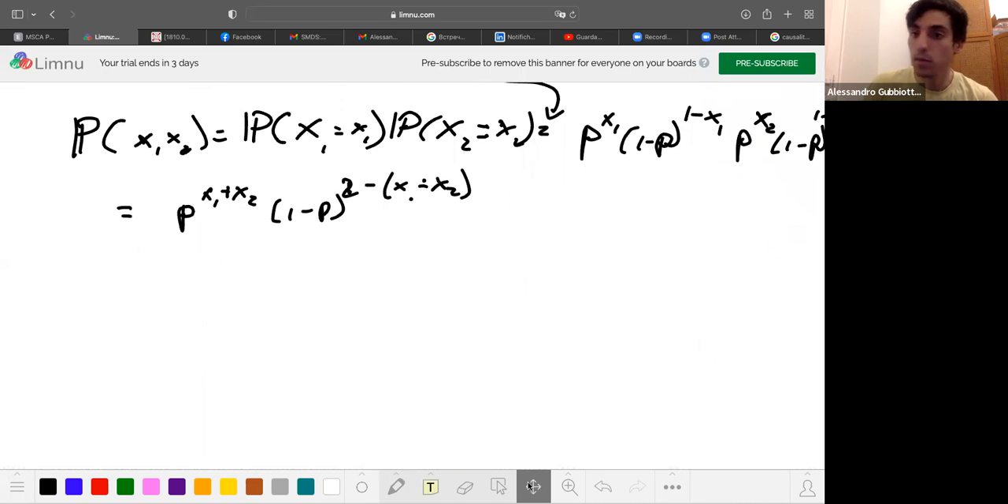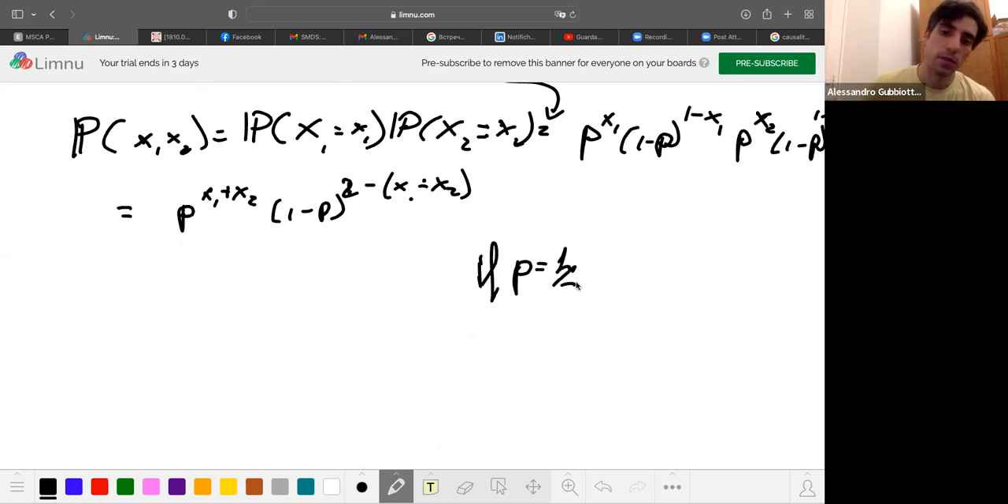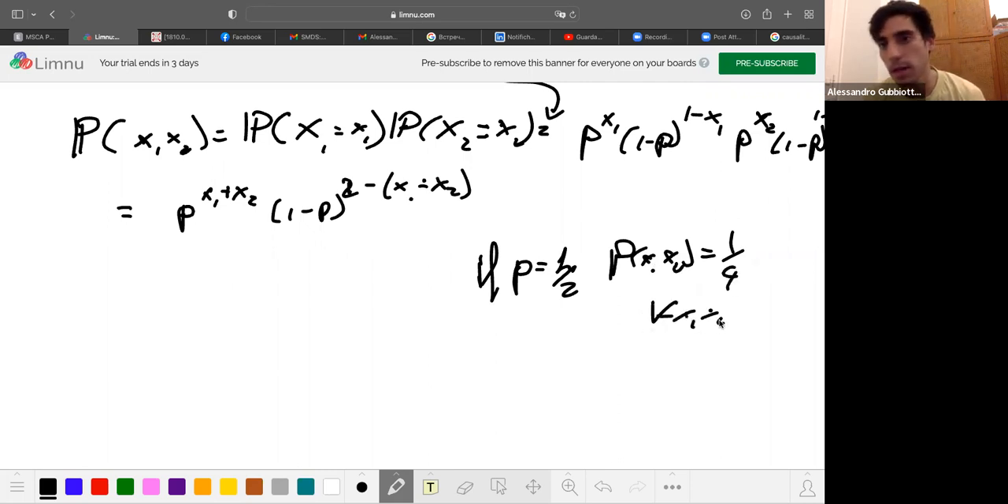And this is the Bernoulli measure, the probability of two Bernoulli trials with parameter p. Observe that if p is equal to 1/2, then the probability of x1, x2 is equal to 1/4 for each x1, x2. Each outcome is equally likely because, well, you can check it. It's easy to see. We can do the same reasoning on 3 coin tosses.